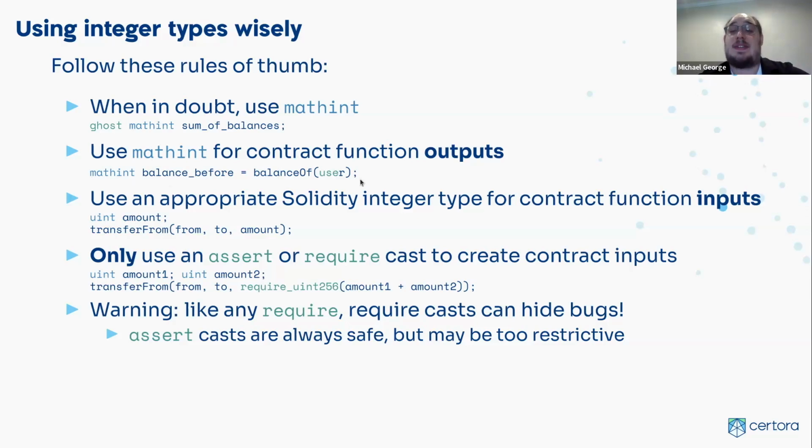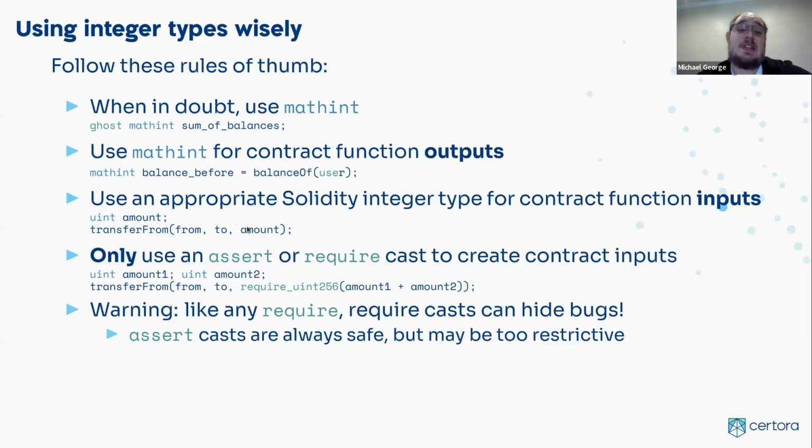Where can't you use a mathint? Well, you can't use a mathint if you're going to pass a value to a contract function, because contract functions can't take mathints as arguments. So that's the place where you would want to use the appropriate solidity type, a uint256 for the amount if you're going to pass that to the transferFrom method. So that's a good place to use these solidity types. So if you're doing those things, getting outputs that are mathints, using inputs that are uints of the appropriate type, then you won't really need to use casts anywhere.